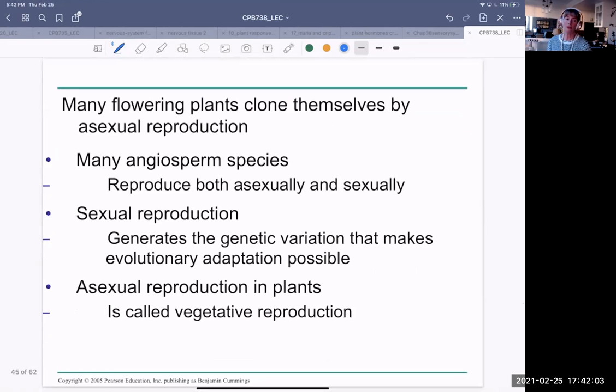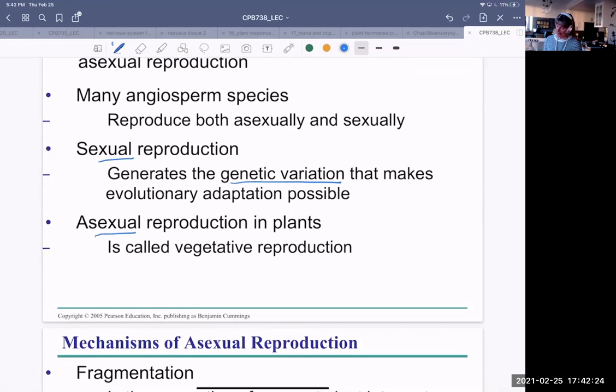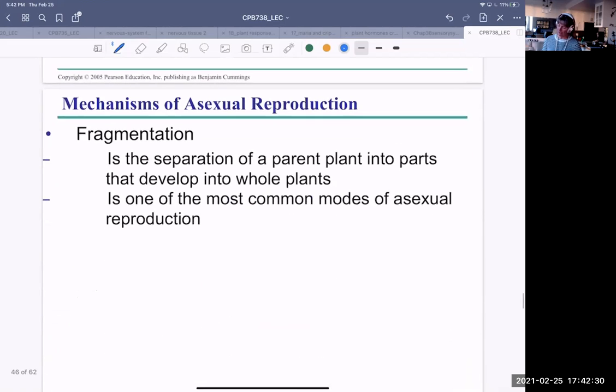So that was all about sexual reproduction. Of course, there are lots of methods of asexual reproduction. But sexual reproduction does produce genetic variation. Without genetic variation, there isn't anything really for natural selection to select from. Asexual reproduction in plants is also called vegetative reproduction, and there are lots of methods.